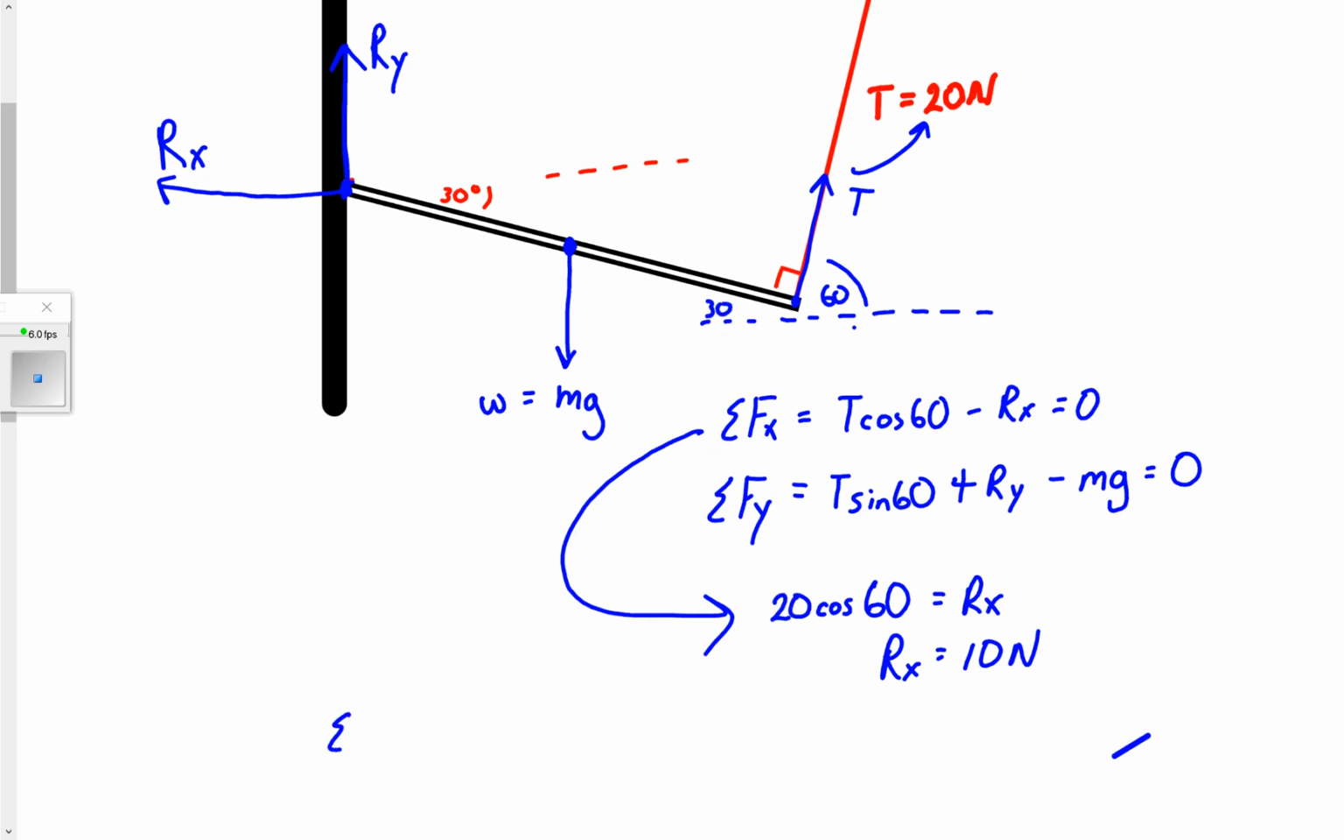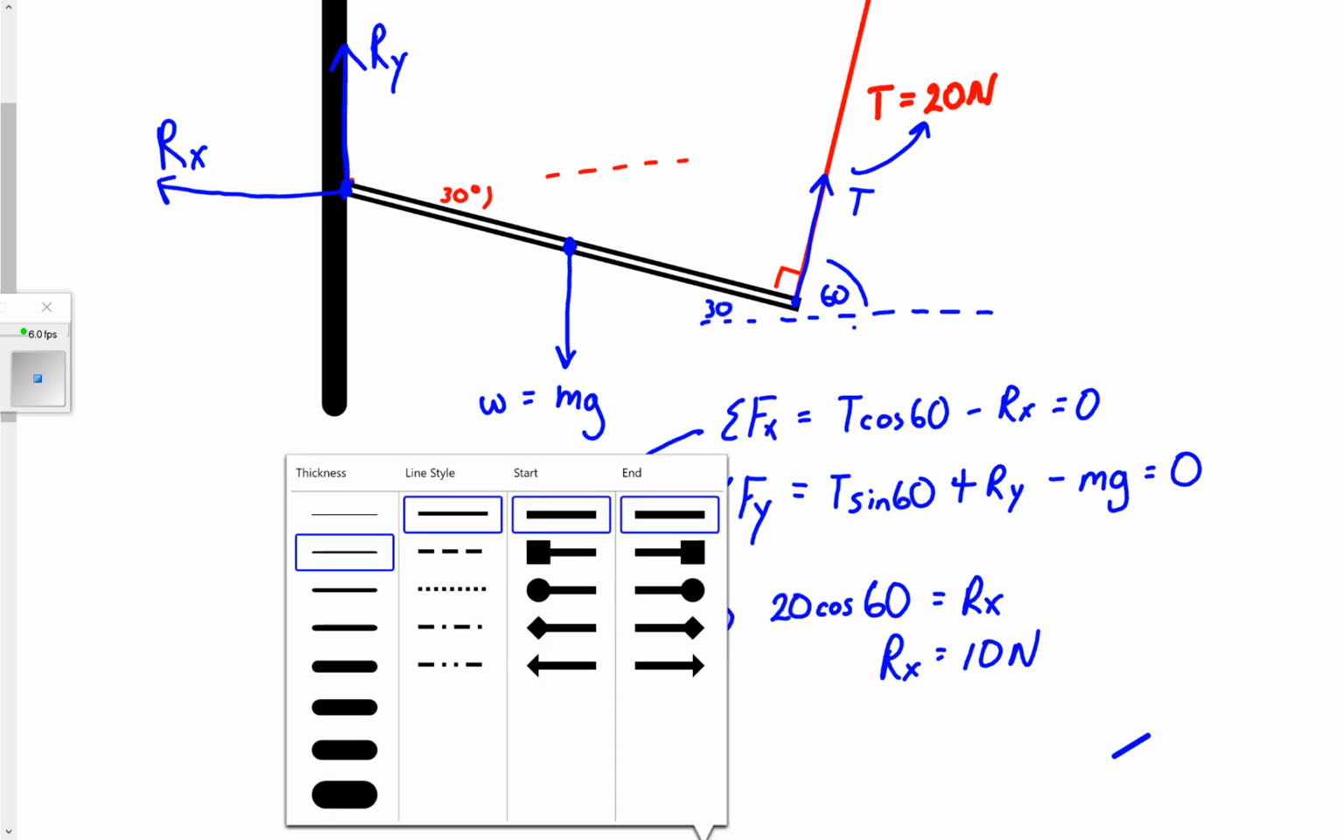So what would the sum of the torques be acting on this object? Well, first we need to pick a pivot point. And I'm going to be honest, there's not a good place to pick a pivot point in this problem.